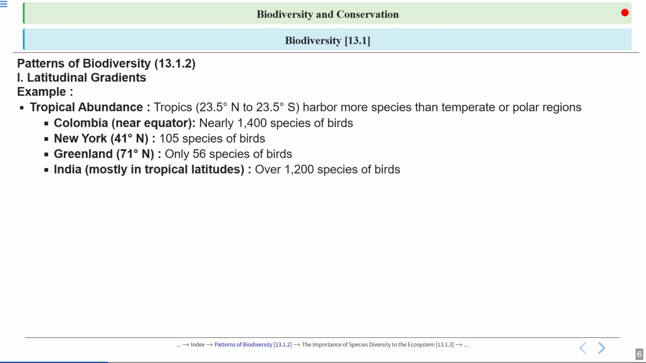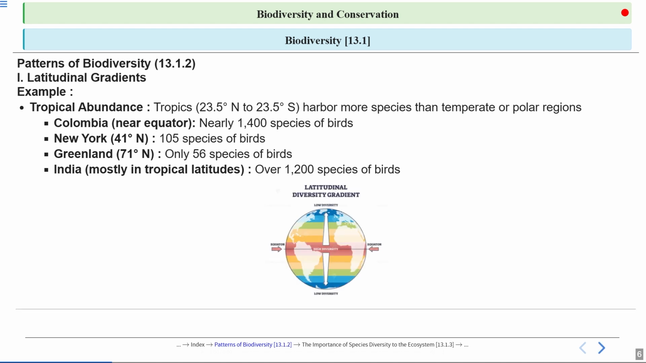India, which is mostly in the tropics, also has over 1200 species of birds. This is another great example of how tropical regions support a huge range of life. So these are all examples of latitudinal diversity gradient.